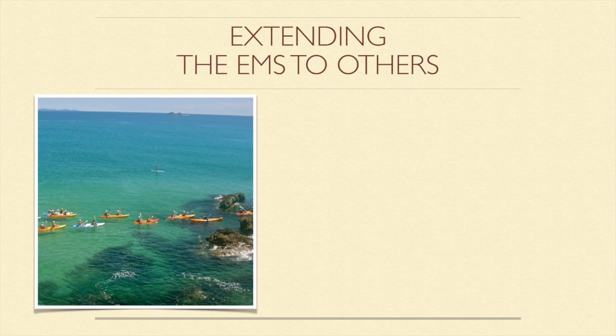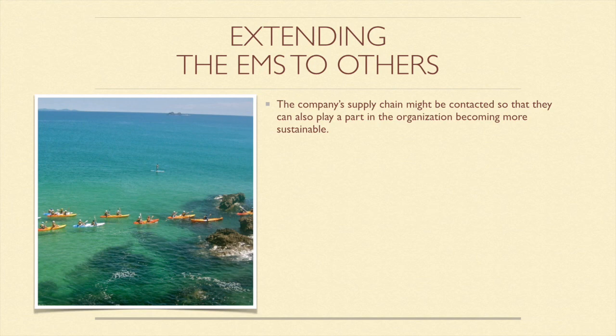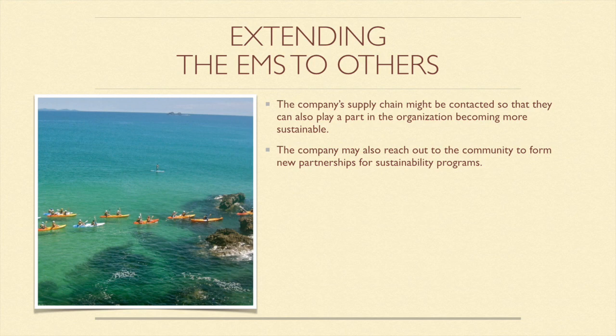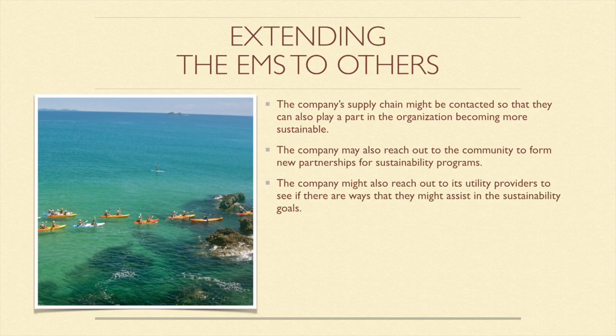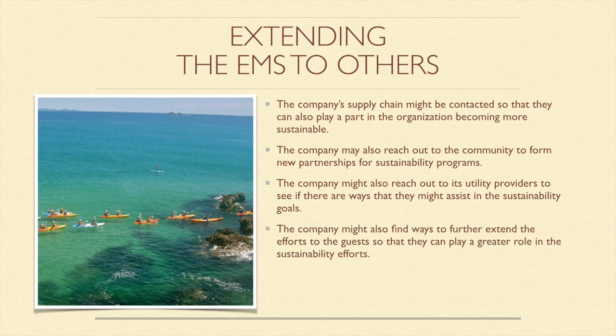The renewal phase also provides the opportunity to extend or expand the program into other influence areas. There may be other areas of sustainability that the company may want to add to the EMS process. For example, the company's supply chain might be contacted so that they can also play a part in the organization becoming more sustainable. The company may also reach out to the community to form new partnerships for sustainability programs. The company might also reach out to its utility providers to see if there are ways that they might assist in the sustainability goals. The company might also find ways to further extend the efforts to the guests so that they can play a greater role in the sustainability efforts.